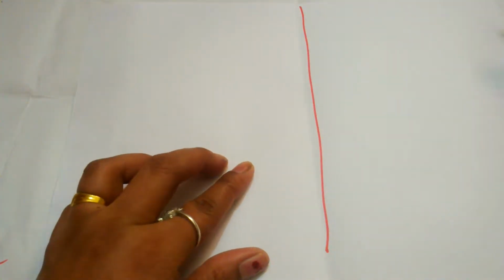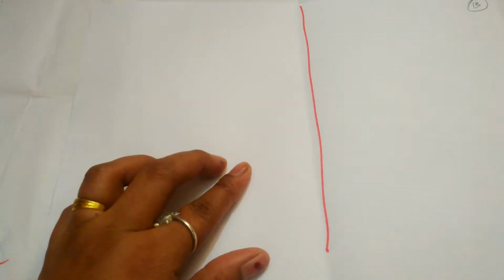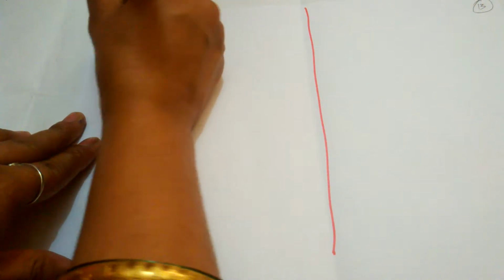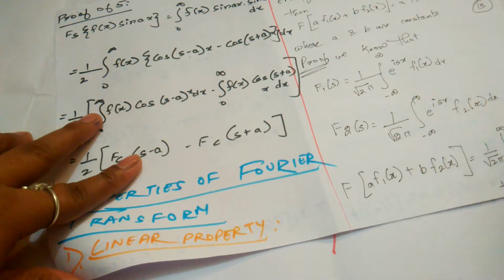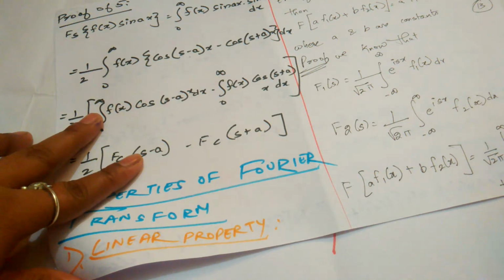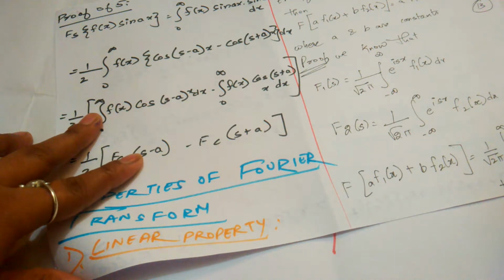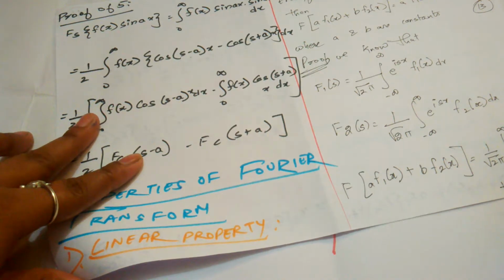Okay, so next page, that was page number 12. So this is page number 13. So this next step will be 1 upon square root of 2 pi integral. So what I'll do, I'll separate both these terms. I have written it together. Now I'll separate both these terms.